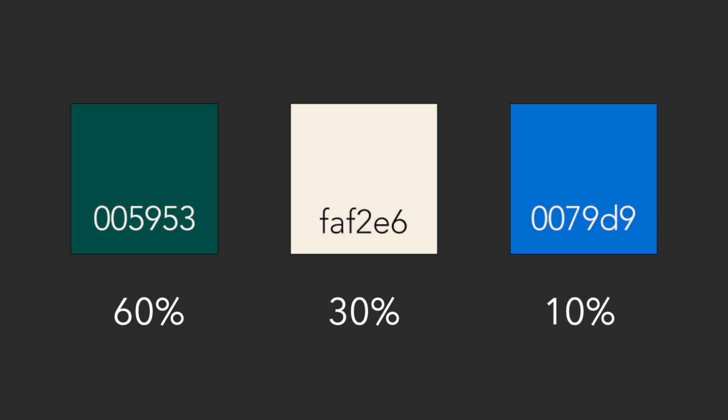And 10% should be the accent color, used selectively to highlight critical information and calls to action. This includes buttons, links, or icons that need to stand out and catch the user's attention. The limited use ensures that these elements draw the eye without overwhelming the user.